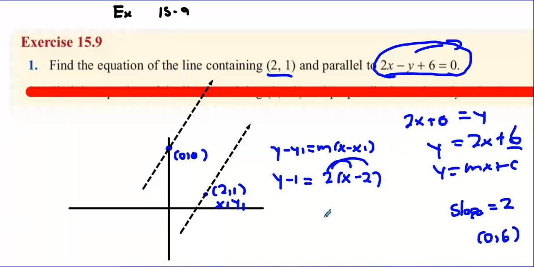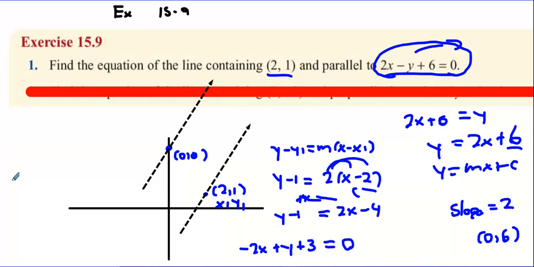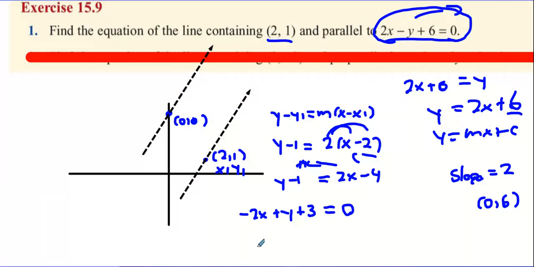Now we're going to get the equation of the line we're looking for. y minus 1 equals 2 times x minus 2. Bring everything to the left, so we get minus 2x plus y, then minus 1 plus 4, which is plus 3. That's an acceptable answer, but you can multiply both sides by minus 1 to get the answer that's probably in the back of the book, which is that answer there. Okay, everybody okay with that? So that's question 1 done for you.